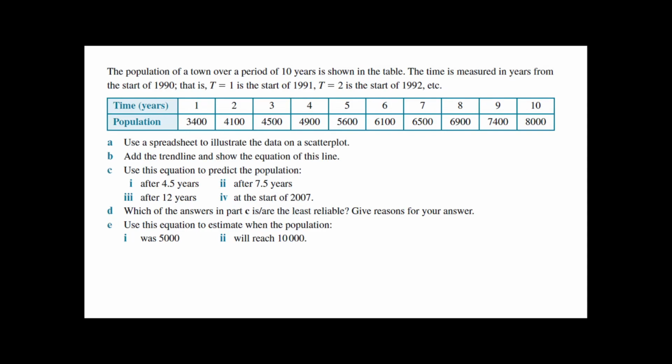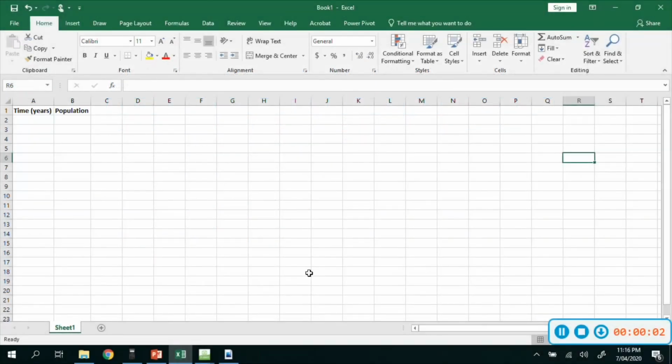In this part, I'm going to show you how a spreadsheet can be used to illustrate the data on a scatter plot. So based on the previous slide, I start entering the data under columns time and population. For time, I need to add numbers from 1 to 10. Instead of typing 10 numbers, I can type 1 and 2. Then select these two cells, and when there is a plus in the corner, drag it down to number 10.